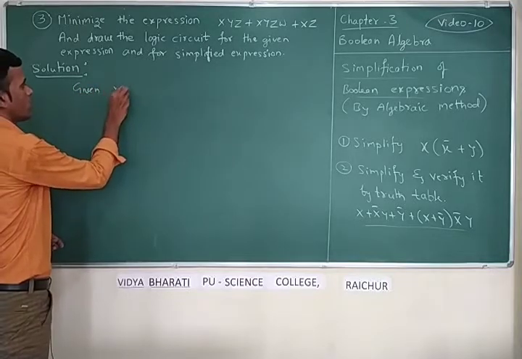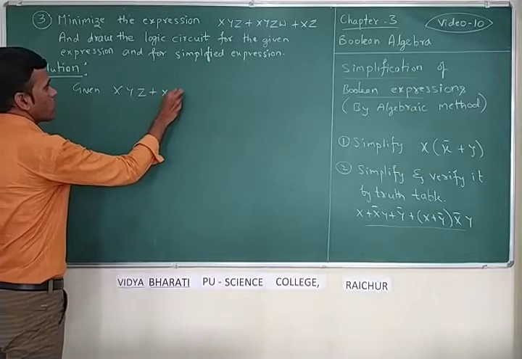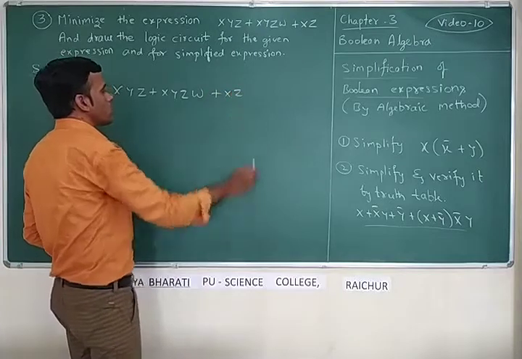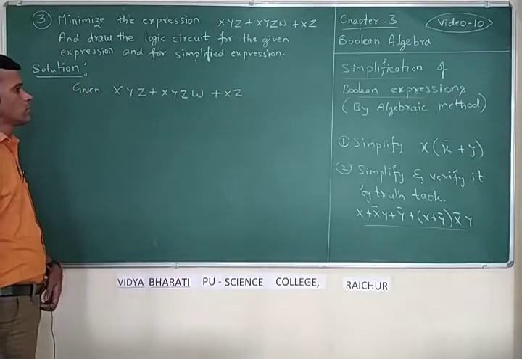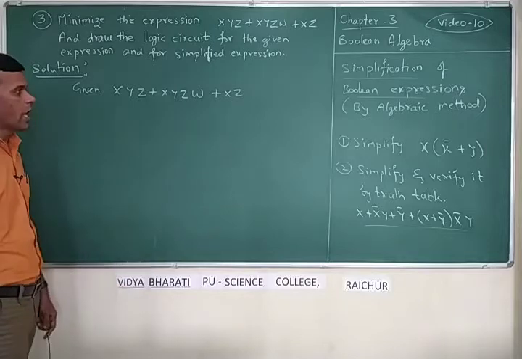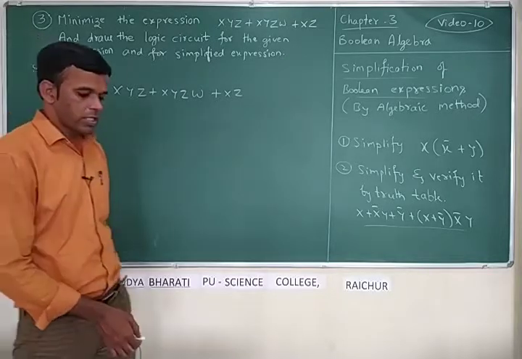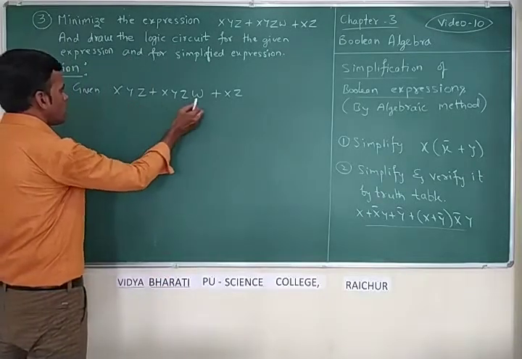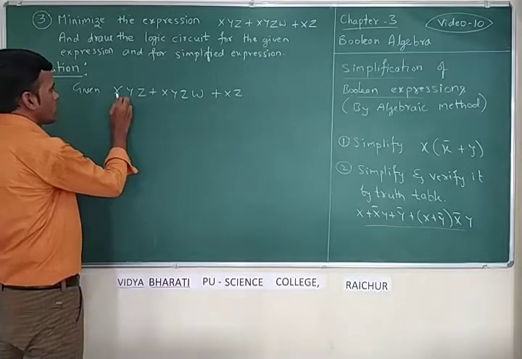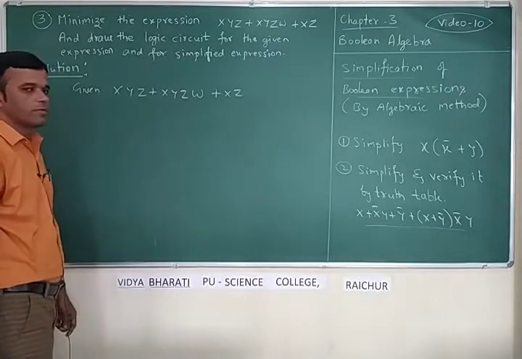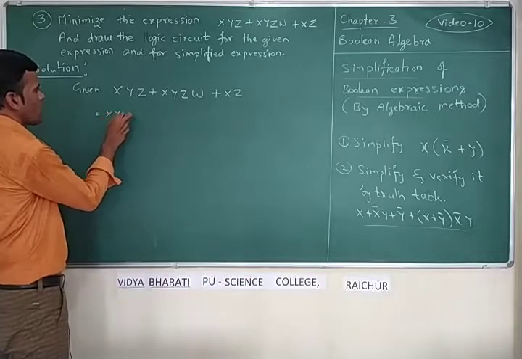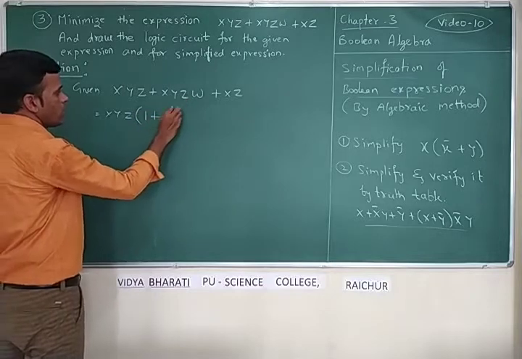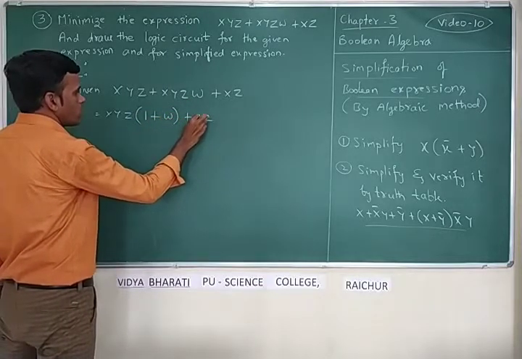Given is xyz plus xyzw plus xz. Since we are using the algebraic method, as and when possible we have to apply the theorems of Boolean algebra. So here in the starting two terms, if you observe, we can take xyz as common. So xyz, then here it's nothing but 1, this side it's going to be w, and we keep xz as it is.